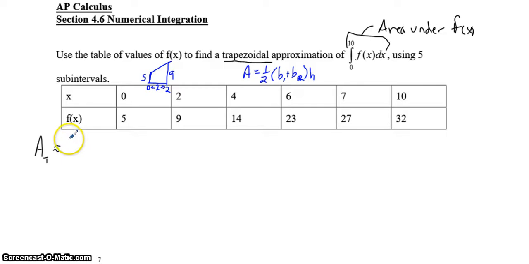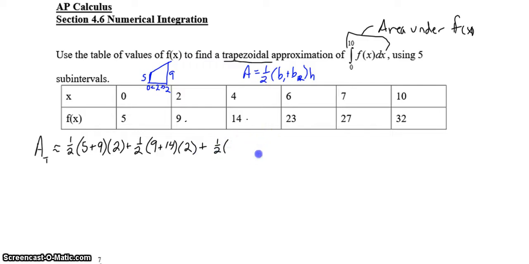So 1/2. We're going to get the area of this first trapezoid. So sum of the bases are 5 plus 9, and with a height between those two bases of 2, 0 to 2. Do the same thing from here. 1/2 sum of the bases are the f of x, so 9 plus 14 times our delta x, which is our height of the trapezoid, 2.